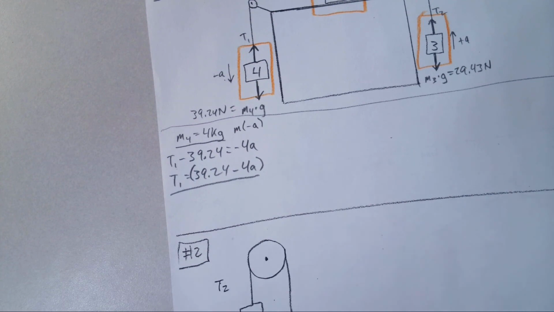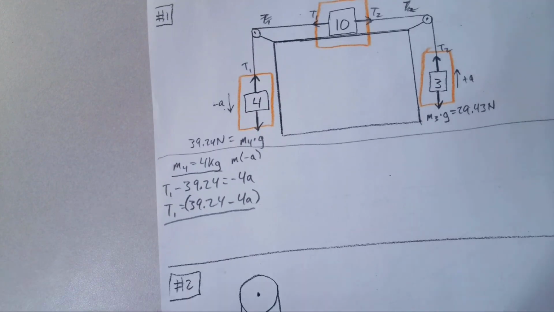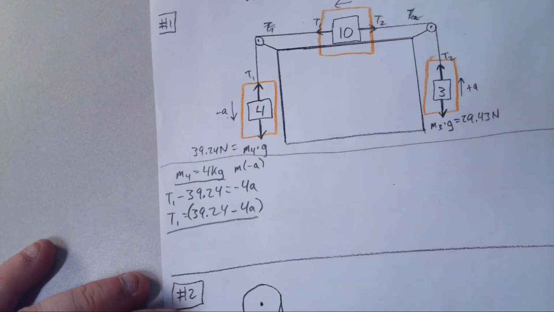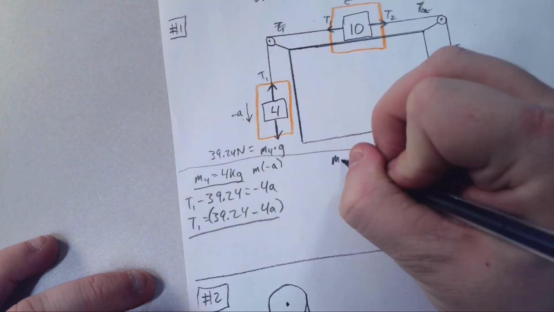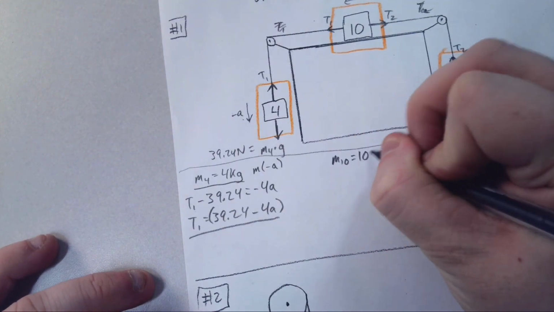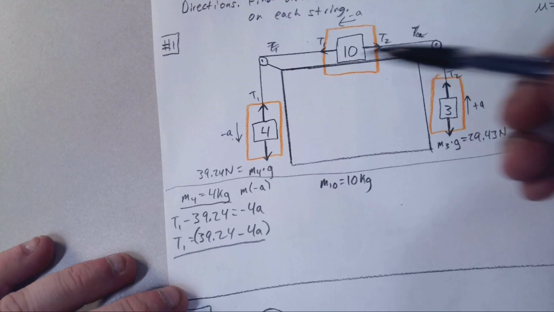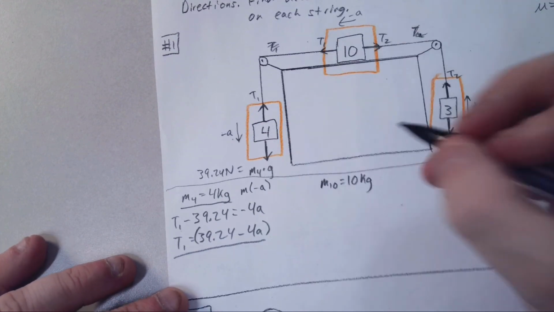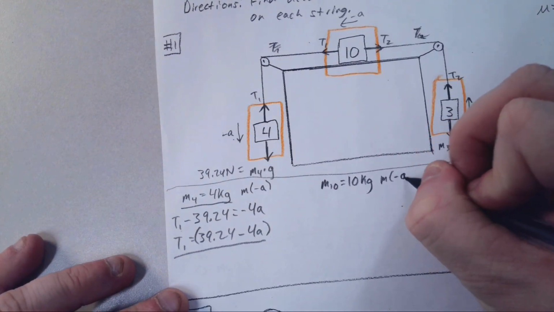Next thing we're going to want to do is write the equation for the 10 kilogram mass, and I'll do it right here. So M10 is 10 kilograms. And because this is moving down, it's pulling this to the left, so this would also require a negative acceleration.